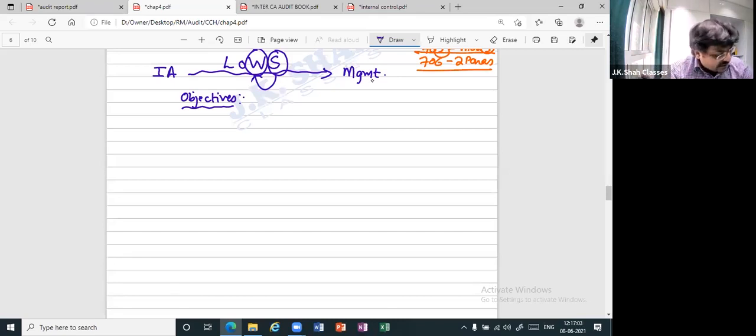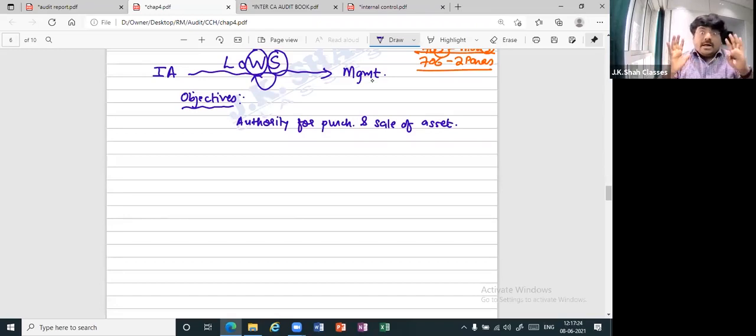Focus properly. First thing, there should be a proper authority for purchase and sale of an asset. What do you mean by this? Very simple. Can I say anybody in an organization can purchase or sell an asset? If that was possible, I told you I would have sold half. Ultimately, that is not possible. So the internal auditor has to check that only a certain authorized person can purchase or sell any of the assets.